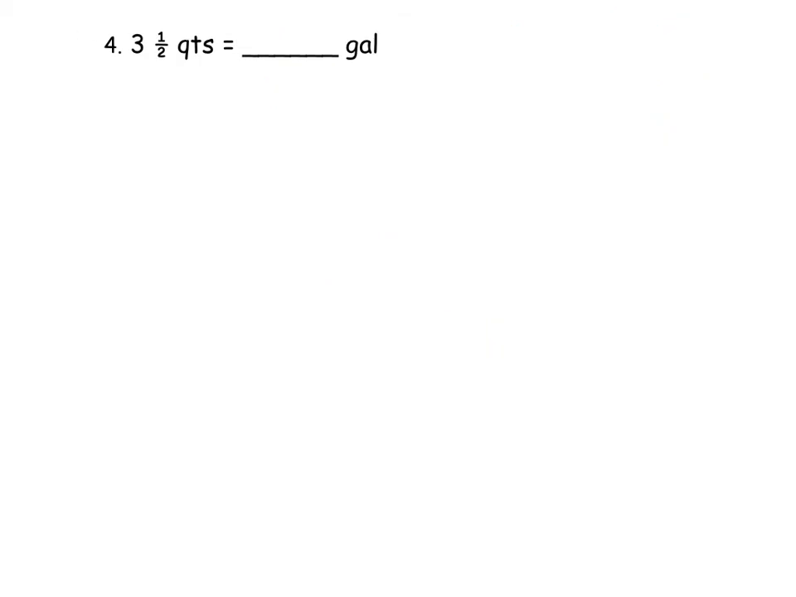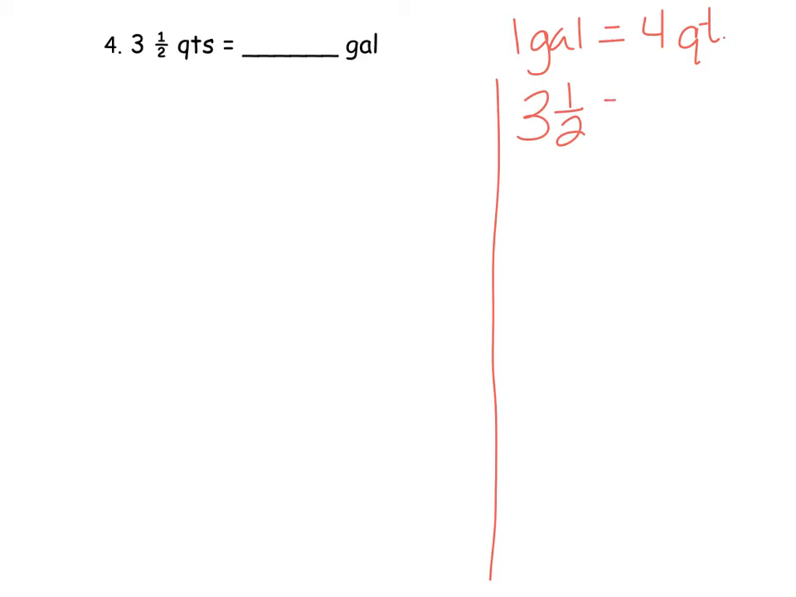Problem number 4. So now I have 3.5 quarts equals blank gallons. So I know that 1 gallon is going to equal 4 quarts. And I need to convert my 3.5 quarts to an improper fraction. My denominator's 2 because it stays the same. Whole number times denominator, 3 times 2 is 6, plus the numerator, which is 7. Oh, that didn't change. However, my units did. So now it's no longer gallons, it's quarts this time.